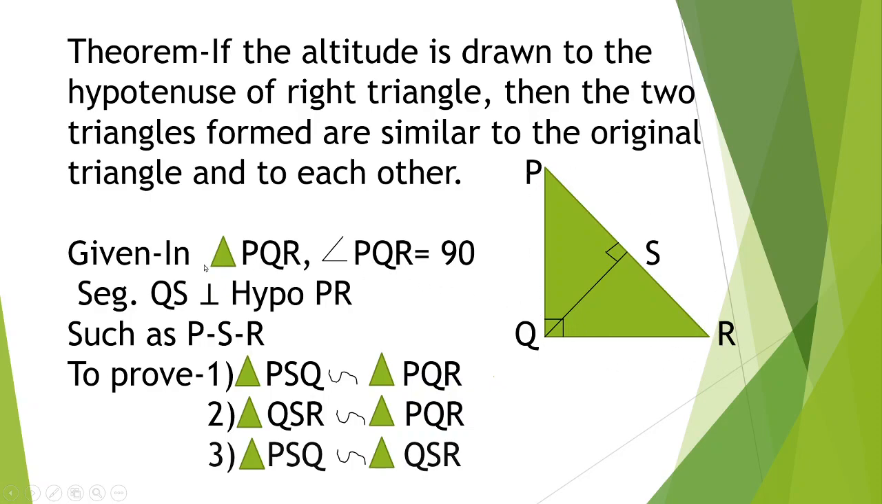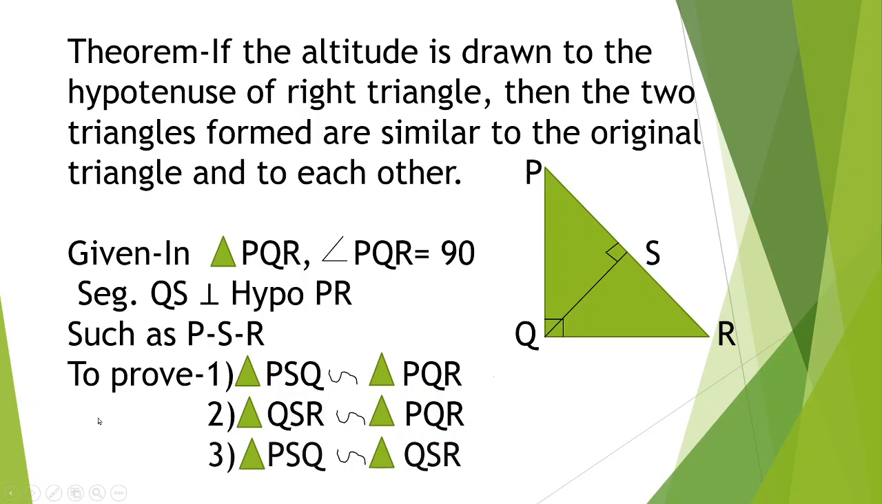From this diagram, write the given part. Triangle PQR is given. In triangle PQR, angle Q is 90 degrees. So write here angle PQR is equal to 90 degrees. And also write here segment QS is perpendicular to hypotenuse PR, such that P, S, R lie on the same segment PR.